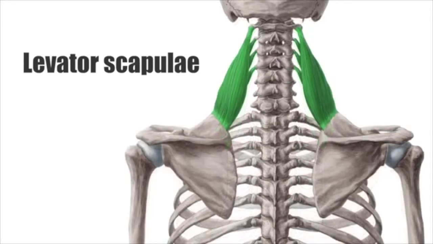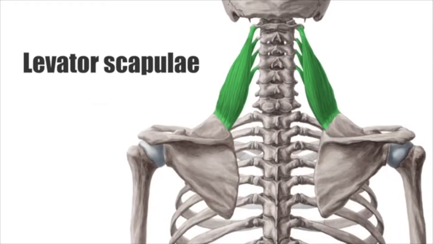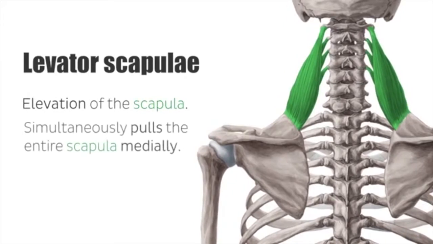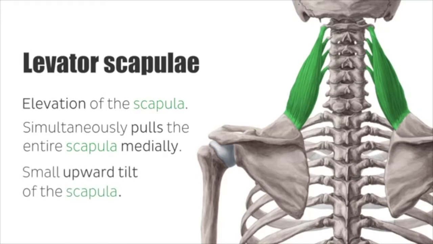As the name indicates, the main function of the levator scapulae is the elevation of the scapula. While elevating, it simultaneously pulls the entire scapula medially. This movement is helpful when bringing the elevated arm back to the neutral position. In addition, the muscle also moves the inferior angle away from the back, causing a small upward tilt of the scapula. If the scapula is fixed, a contraction of the levator scapulae leads to the bending of the cervical vertebral column to the side, known as lateral flexion.